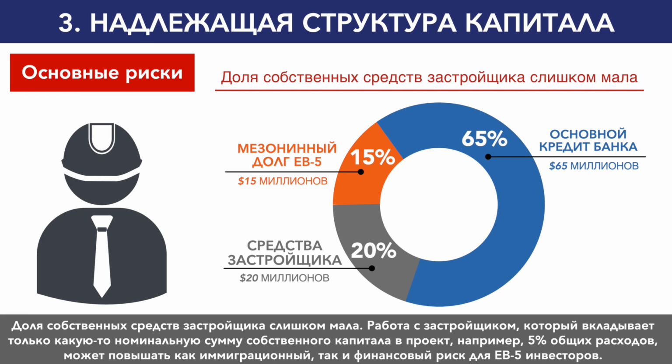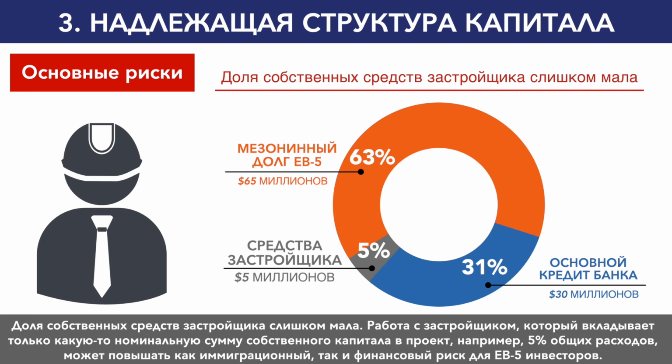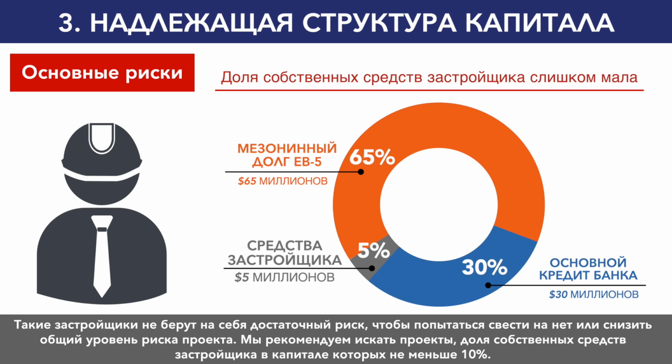Developer equity amount is too small. Working with project developers that contribute only a nominal amount of capital to a project, such as 5% of the total cost, may increase both immigration risk and financial risk to EB-5 investors. Such developers have not taken on enough risk to attempt to mitigate and reduce the project's overall risk. We recommend seeking projects with a minimum of 10% committed developer equity.